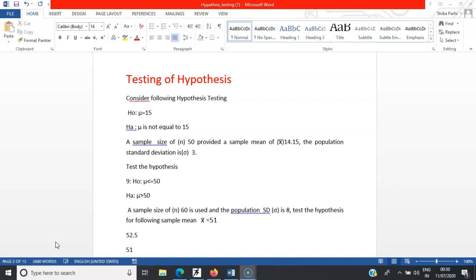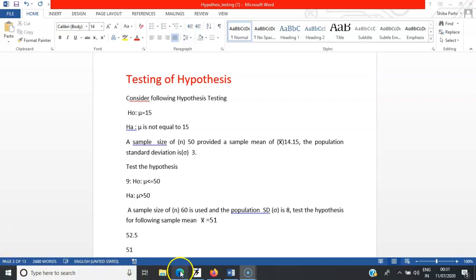Suppose I want to do a test of temperature in Chicago. On average, it is 15 degrees centigrade. If I want to claim this, then by taking a sample size of 50 days data, I take a sample mean, and I am getting 14.15 degrees centigrade, and the population standard deviation is sigma. By taking this data, I want to do the test of the hypothesis.